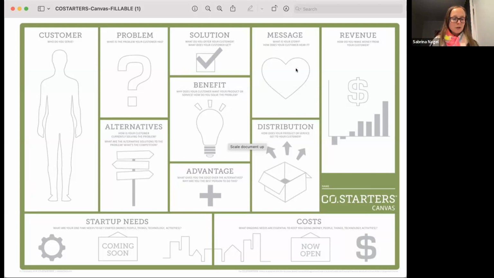Okay, underneath we have the distribution. This is you thinking about how does your product or service actually get to customers? There's two ways generally, indirect and direct. Indirect would be if you've got a product, you could sell it through department stores or supermarkets, or online retailers. You could directly sell it through your own website.